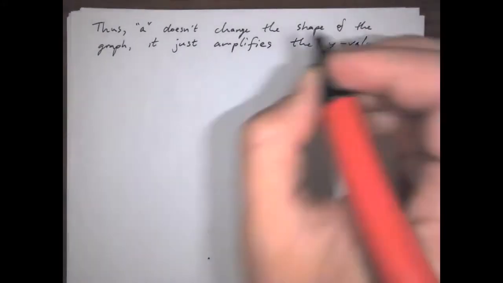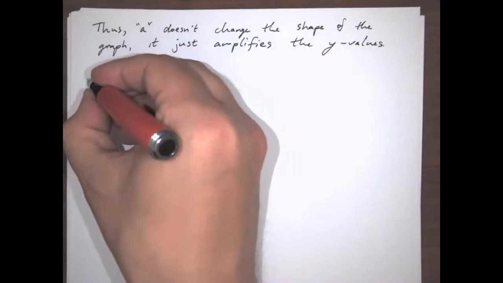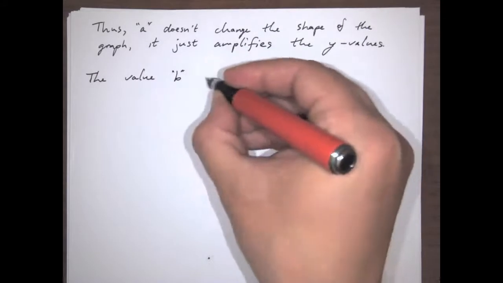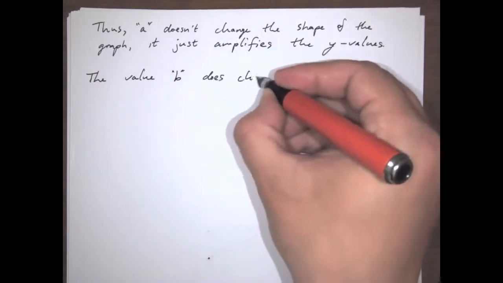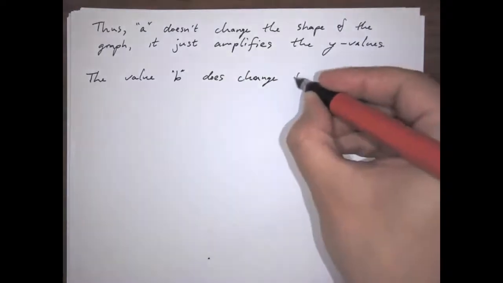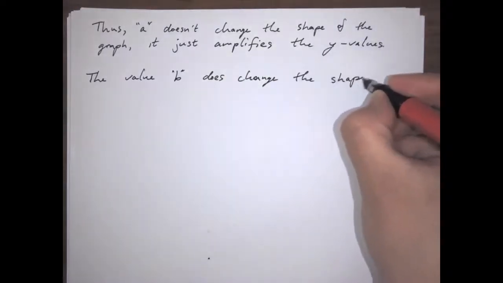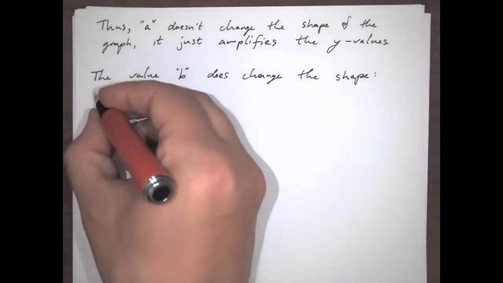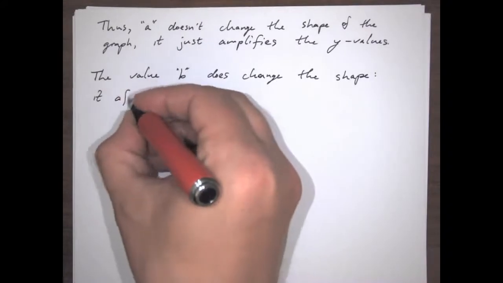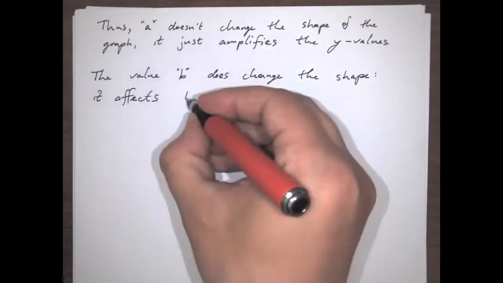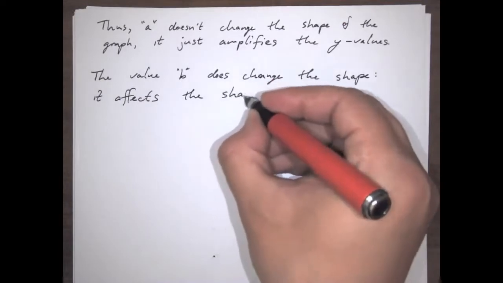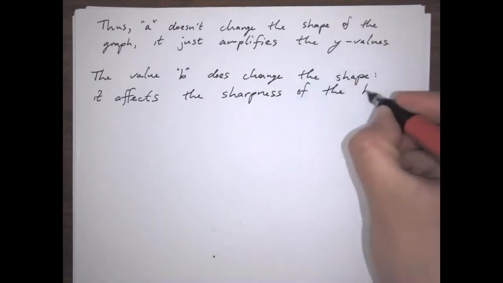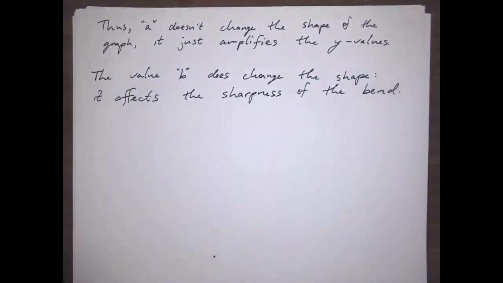Now the b, however, does change the shape. The value of b does change the shape. Namely, it affects how sharp the bend is. It affects the sharpness of the bend.